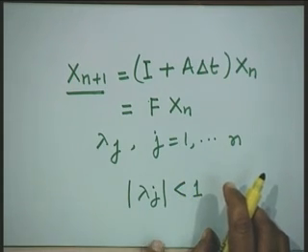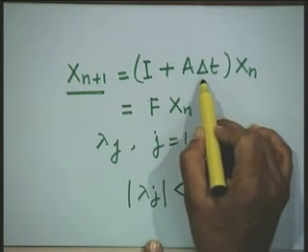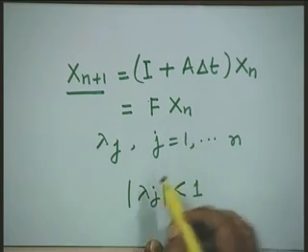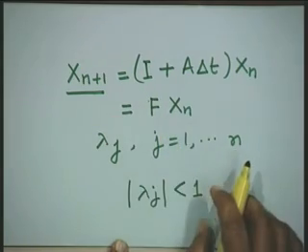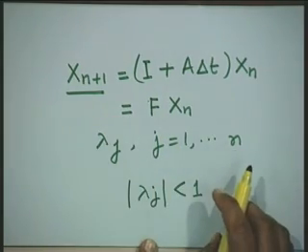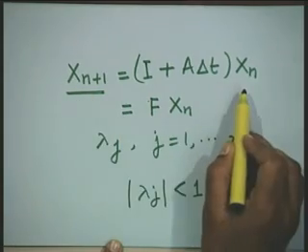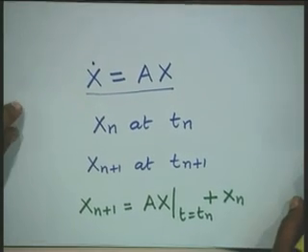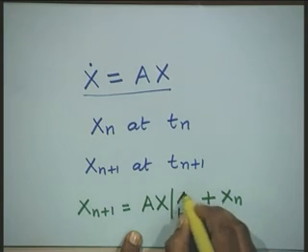Now, here we can see that the matrix F is a function of the time step delta t. As the time step delta t increases, the eigenvalues of this matrix F may lie outside the unit circle, and the system response becomes unstable. Now, here a small correction. When we write x n plus 1 equal to A x at t equal to t n, this should be multiplied with delta t.